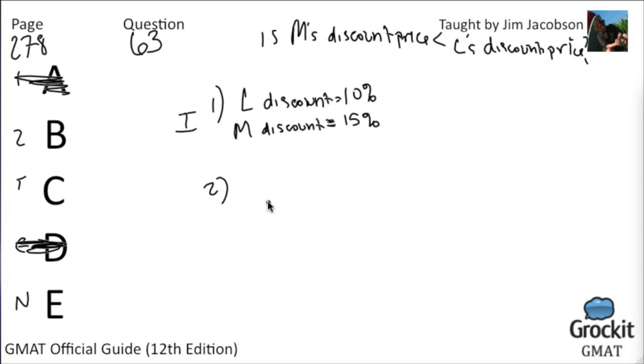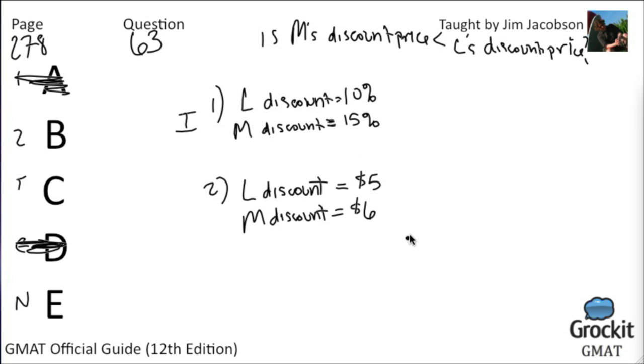Statement 2, at store L, the discount price is $5 less than the regular price. At store M, the discount price is $6 less than the regular price. So here we have the L discount is $5. And here we have the M discount is $6. But again, without knowing the original price, without knowing what we're subtracting $5 or $6 from, we have no way of knowing whose final price is lower.